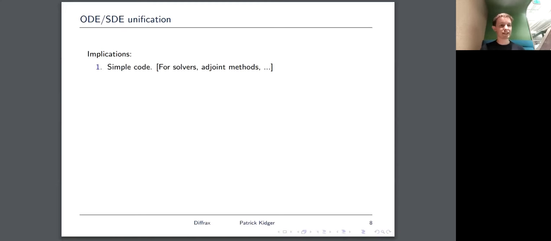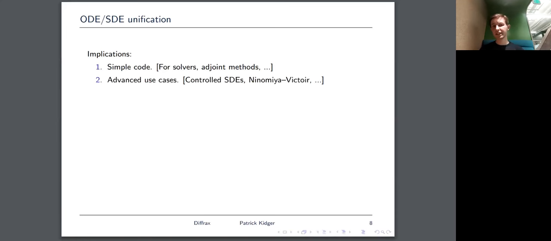This is kind of complicated. If you can write it down once for the unified version, then maybe you don't have to write it down multiple times for the ODE, for the SDE, for the CDE, for the PDE, for the whatever, right? Things like advanced use cases.